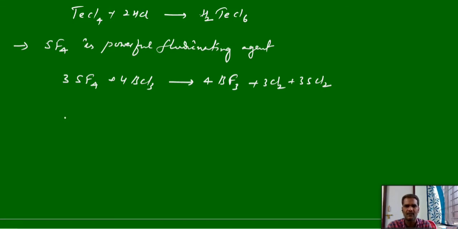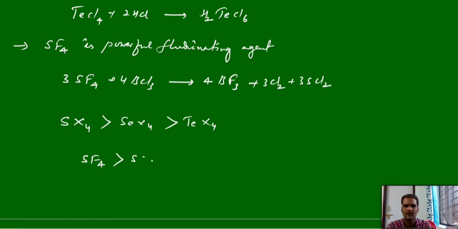Here if you see the stability order of various tetrahalides, sulfur tetrahalides are generally more stable in nature, then selenium tetrahalides, then tellurium. And with the same element, again fluorides are more stable. Let me take SF4, then SCl4, then SBr4, then SI4. In general, in place of sulfur, you can take some other element. Fluorides are more stable than chloride, bromide and iodide.